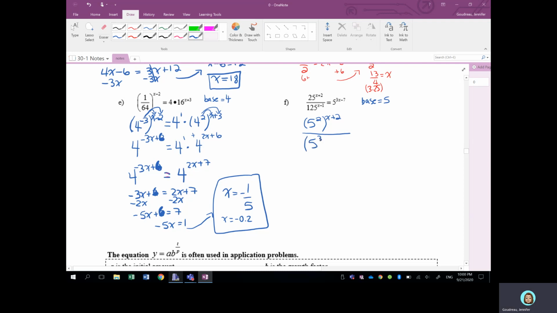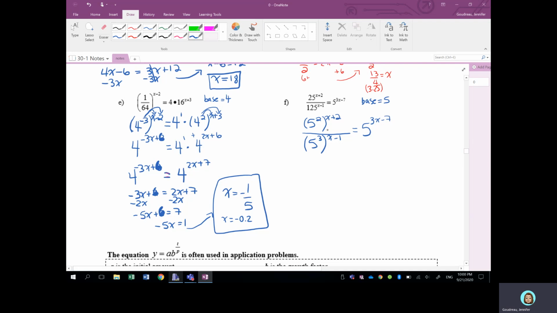125 is going to come out. It's going to get replaced with 5 to the power of 3. And that power of x minus 1 is going to stay there. On that right-hand side, 5 to the power of 3x minus 7, just going to stay, already a base of 5. Okay, so everything has the same base.